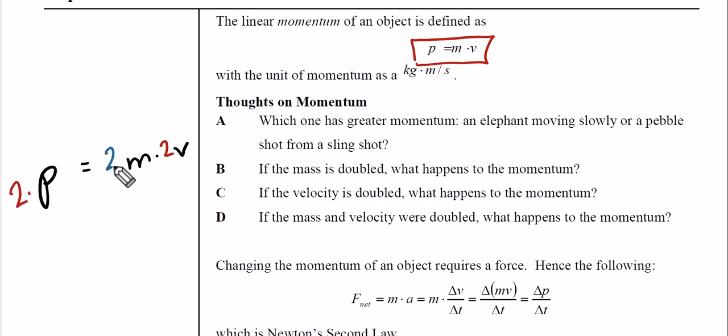If I double the mass and the velocity, I have to multiply the momentum by 4. So it ends up being 4 times stronger, our momentum, if I end up doubling the mass and doubling the velocity. I need you to consider for a moment football players.